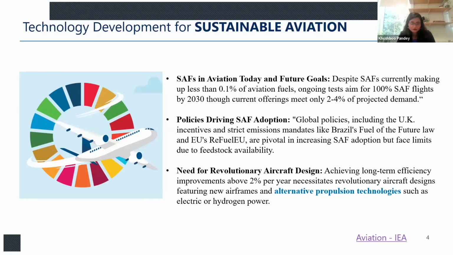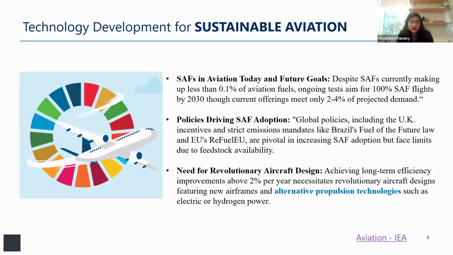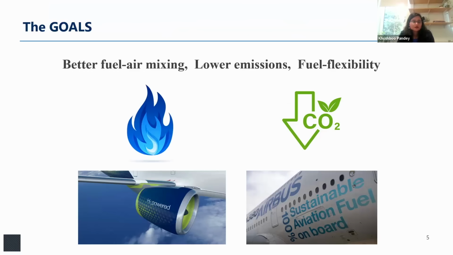In the dire need of combating climate change, there is also a need for revolutionary aircraft design, in which we have to go through various new airframes and other aeroplane designs. But alternative propulsion technology, such as using electric power or hydrogen power, is also one of the steps to move forward. So if we recapitulate the goals that we want to achieve for sustainable aviation, we need better fuel-air mixing, we need lower emissions, and we also need fuel flexibility.